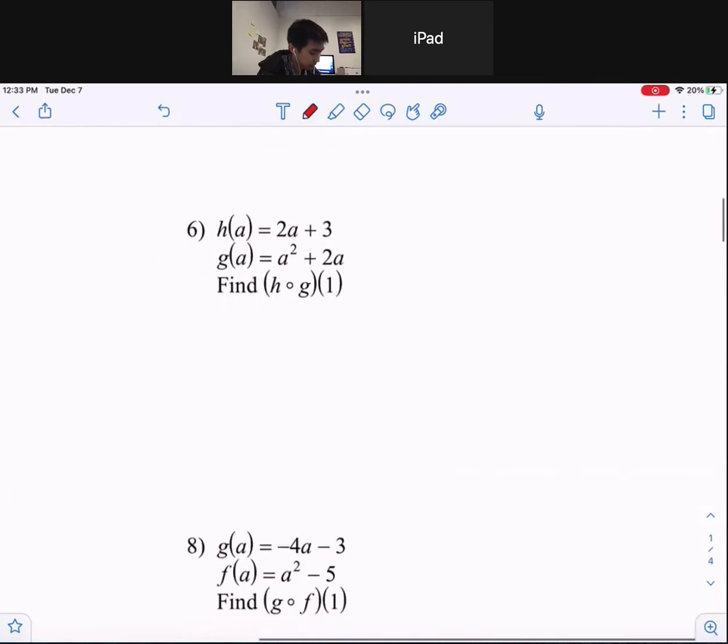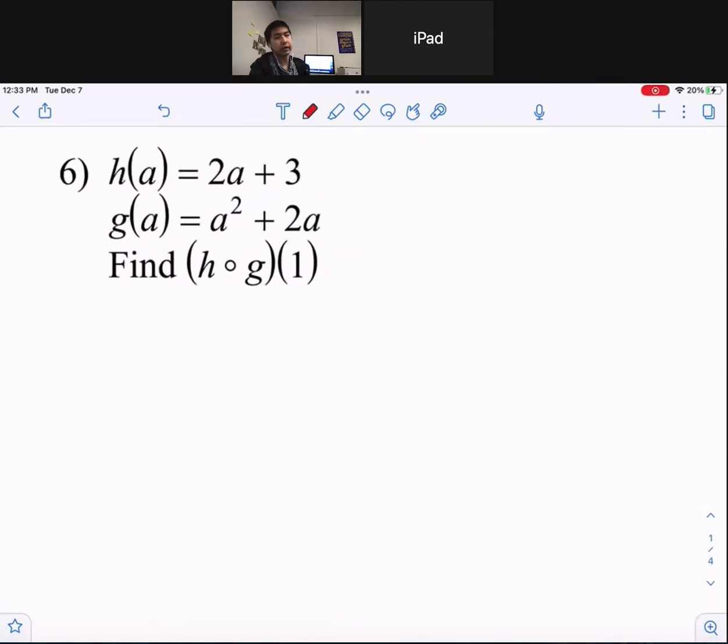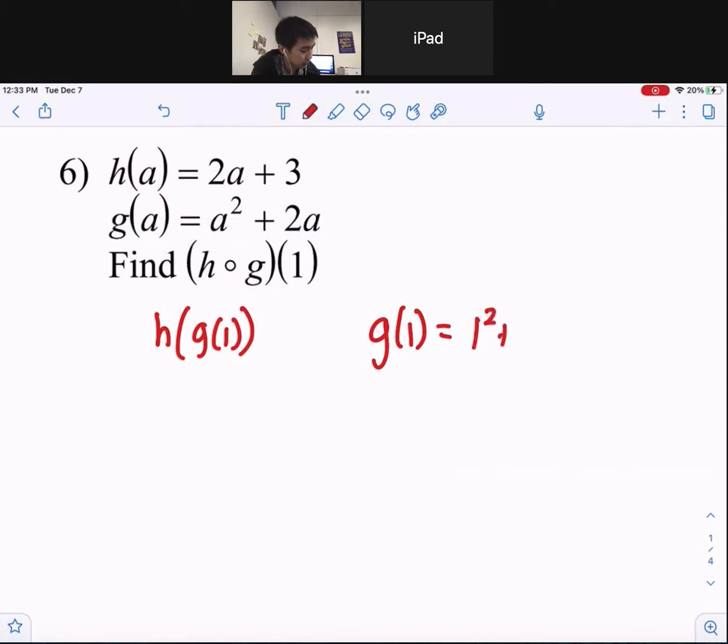Okay, number 6. Okay, so this one, we have h of g of 1. So what we're going to do is solve for g of 1 first. So g of 1, plugging in 1 into this equation, right? Plug in 1 into this equation right there. 1 to the second plus 2 times 1, 1 plus 2, which is 3. So g of 1 is 3.